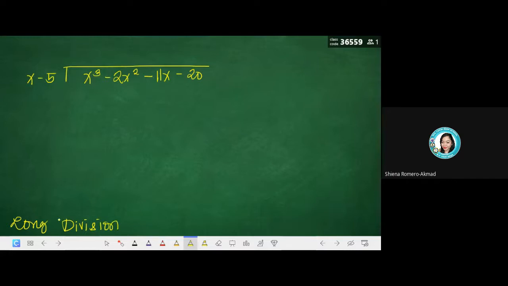So ano po yung mga kailangan nating tandaan when it comes to long division? Sa long division po, ang kailangan nating tandaan is we are going to use 4 different steps. Okay, the first one is to divide. The second one is to multiply. The third one is to subtract.